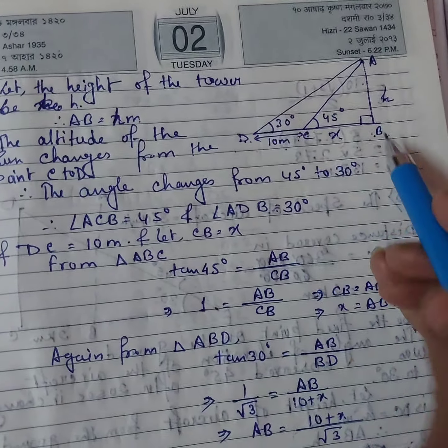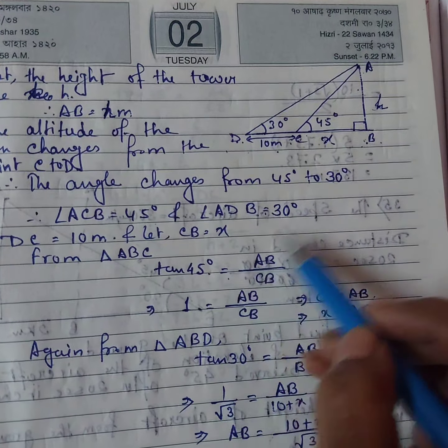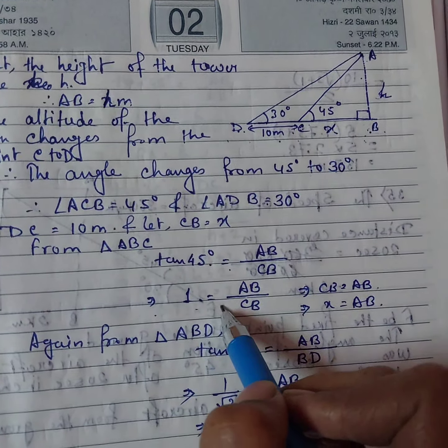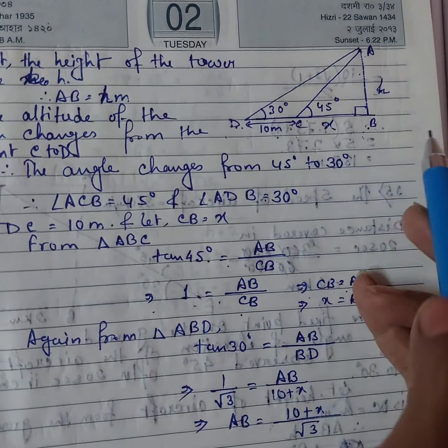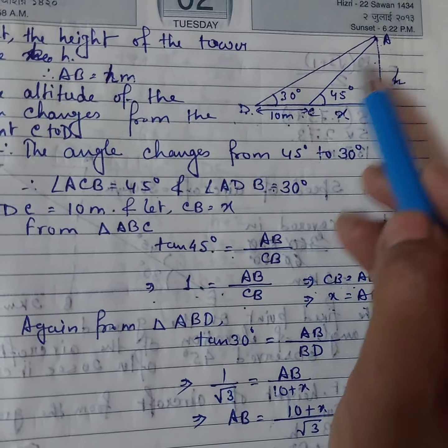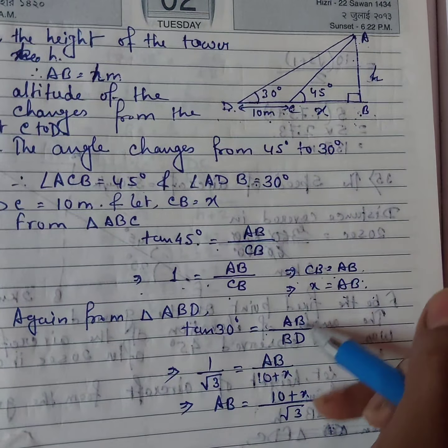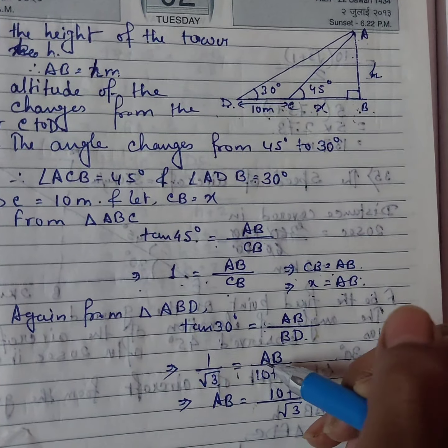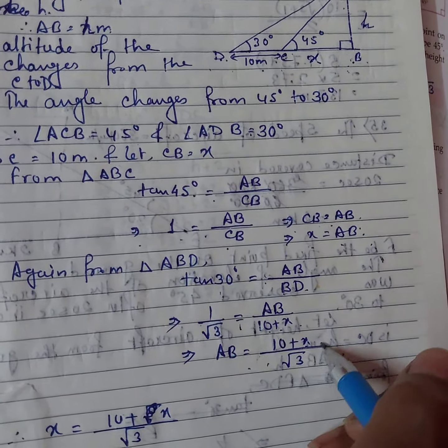is X. So from triangle ABC, tan 45 degree is equal to perpendicular by base, that is AB by CB, that implies 1 is equal to AB by CB, that implies CB is equal to AB. So CB is equal to X equal to AB. So from triangle ABD, tan 30 degree is equal to perpendicular by base, that is AB by BD. So that implies 1 by root 3 is equal to AB by 10 plus X. That implies AB is equal to 10 plus X by root 3.